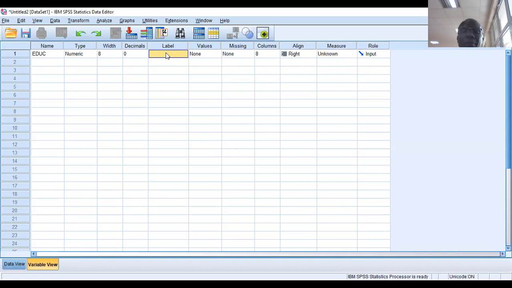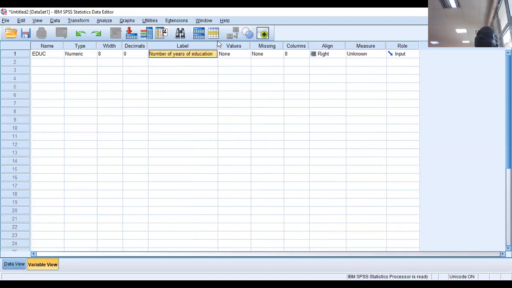Sorry. It's waiting, it's pasting. I paste the normal way. Paste normal way. It's here: number of years of education. You can even copy this from your questionnaire and paste it here.